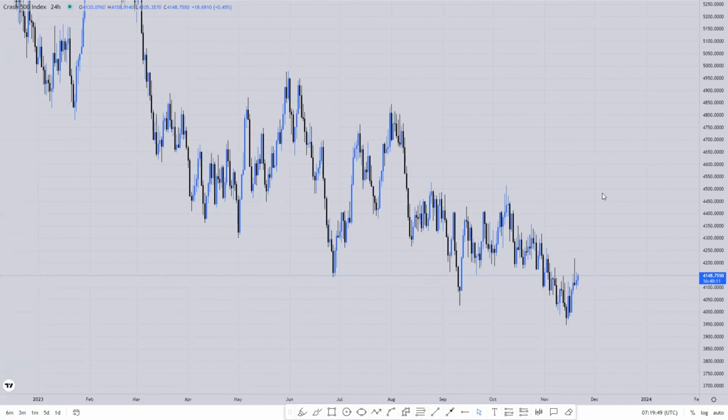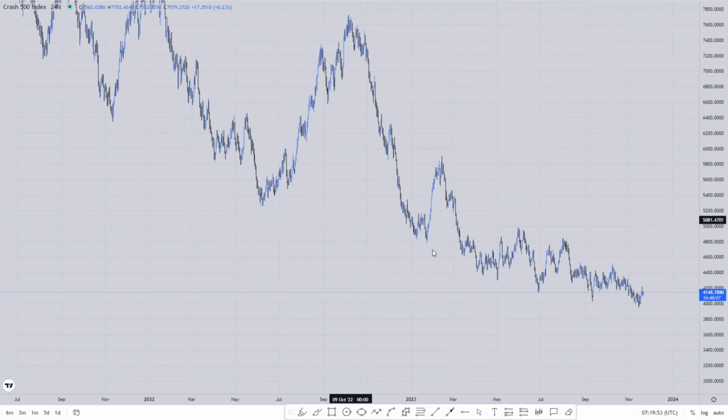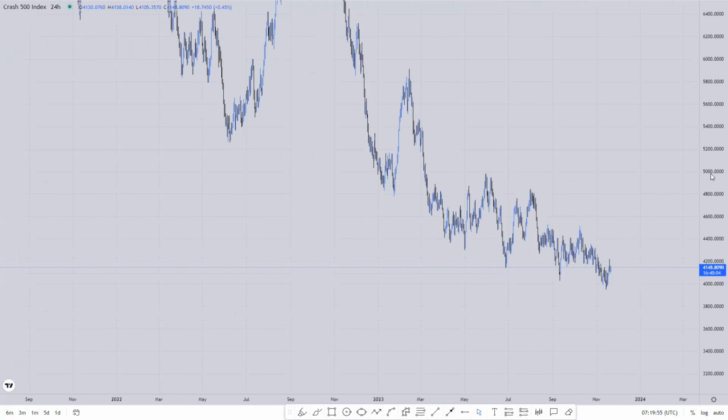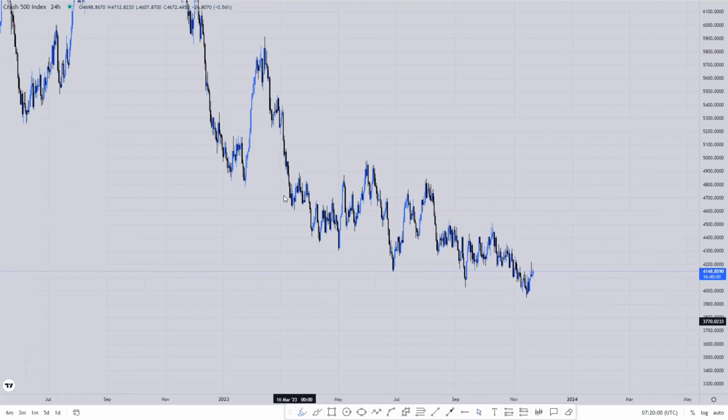So basically on the daily, all I need to do is identify overall what is happening from a major perspective, right? So if you notice that we have been establishing these lower lows and lower highs, lower lows and lower highs, lower lows and lower highs. This was a major break of structure right here, major break of structure there, like this.